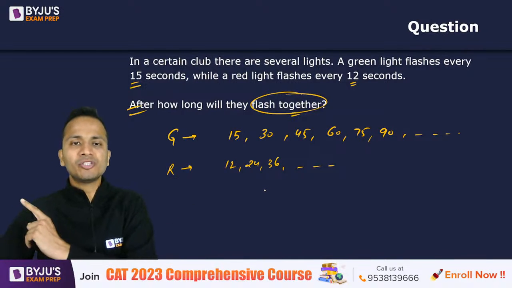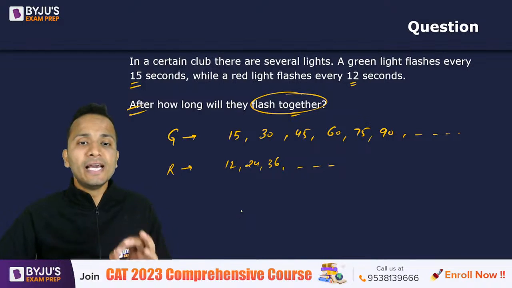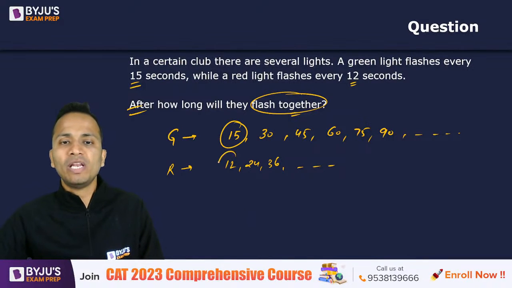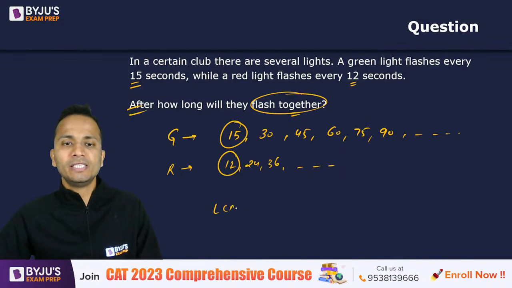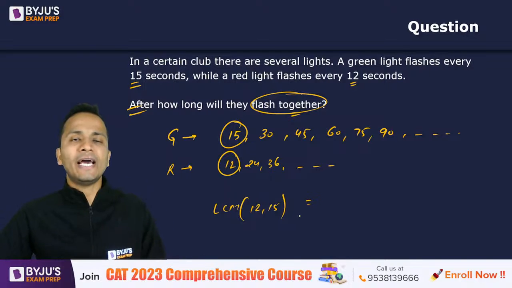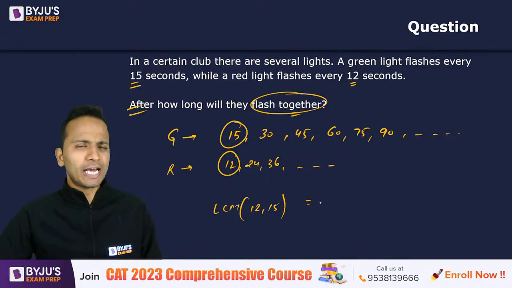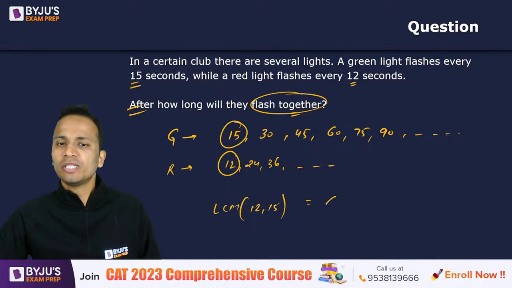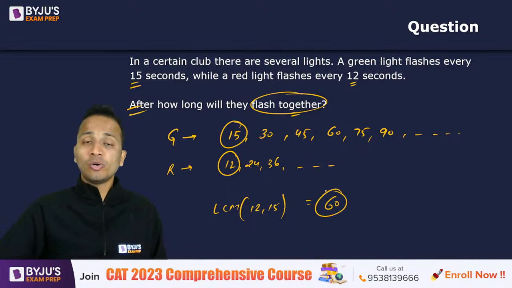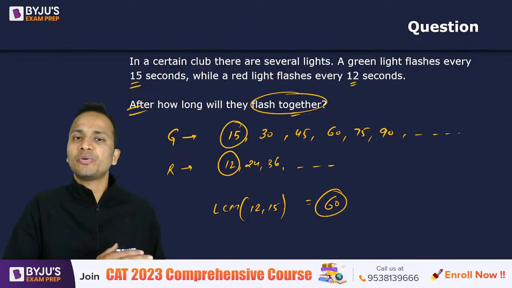You have the numbers written in front of you. Okay. So the time which is the LCM of 12 and 15. So LCM of 12 and 15 will be the time after which both the lights will flash together. So 12 और 15 का LCM बहुत easy है calculate करना. Okay, so the LCM will come out to be 60. So after every 60 seconds, both the lights will flash together.